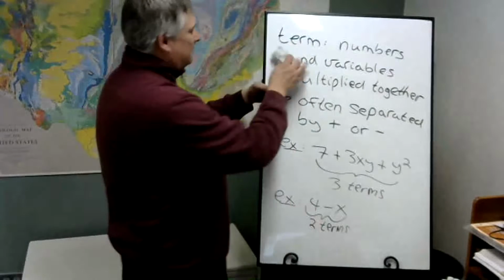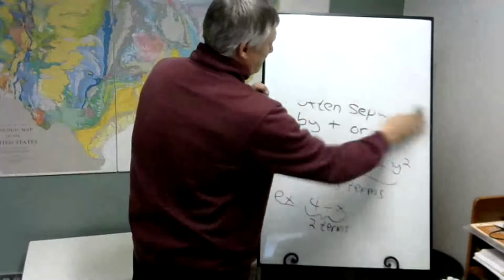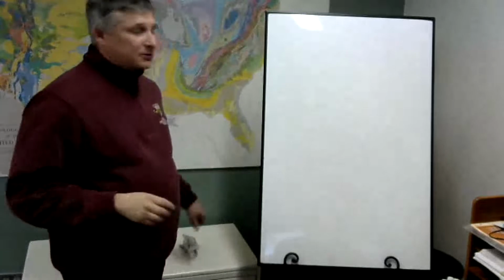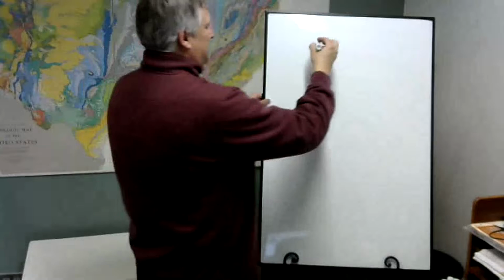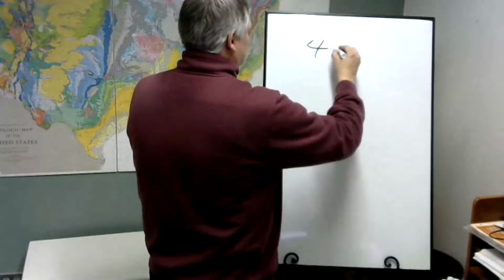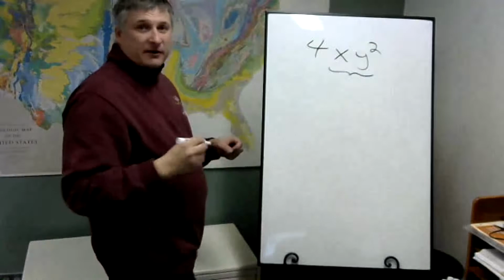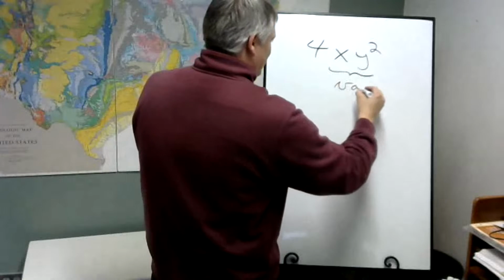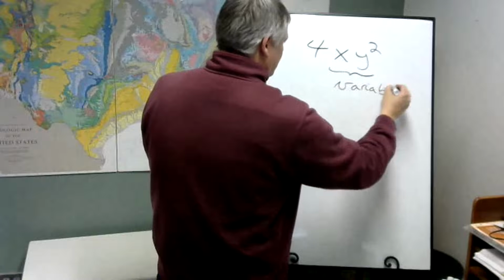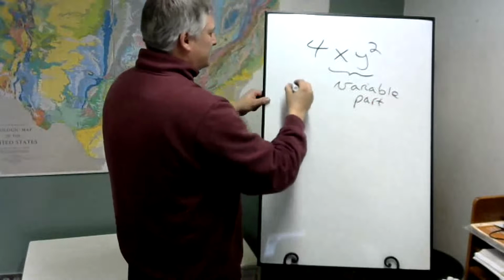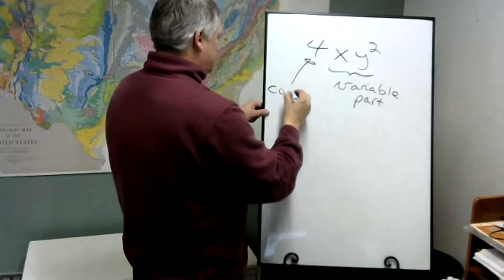Now, terms, you can roughly break them up into 2 parts. So if we take something like this, this here is the variable part. And this is called the coefficient.